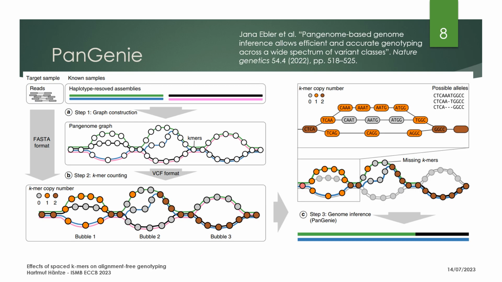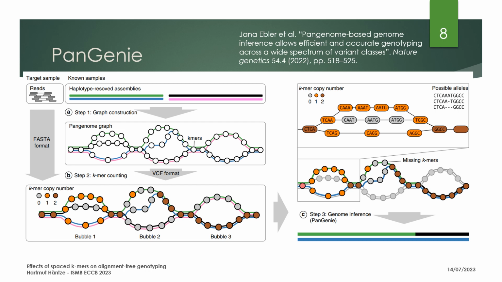The paper that had the biggest impact on our work is "Pangenome-based genome inference allows efficient and accurate genotyping across a wide spectrum of variant classes" by Jana Ebler et al. And this is again a k-mer-based genotyping algorithm. One of the biggest contributions of this paper is that they switched from a reference sequence to a reference pangenome, which first of all reduces reference bias and also allows the algorithm to do haplotype-based genotyping.